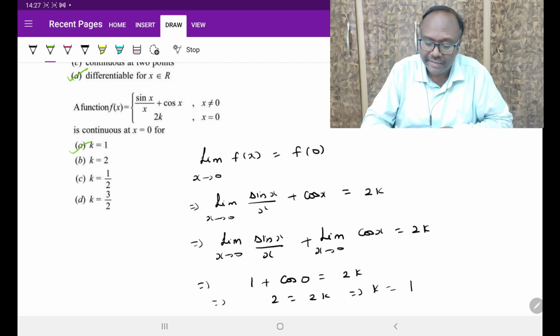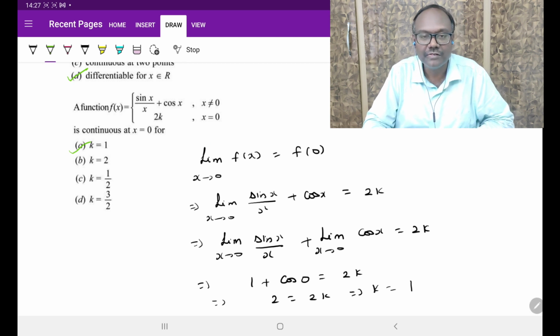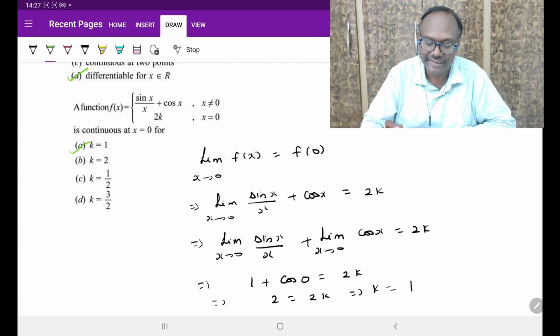So many questions can come like this, where you will be given a definition for x not equal to 0 and something in terms of k for x equal to 0, and we will be asked to find the value of k in the CBSE multiple choice questions.